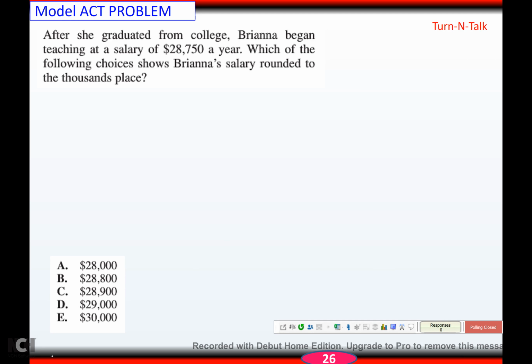Alright. You try this one, hit pause, come back when you're ready. And they gave us this number. After she graduated from college, Brianna began teaching at a salary of $28,750 a year, which of the following choices shows Brianna's salary rounded to the thousandths place. That would be the 8. The 7 is going to bump that up to a 9. Everything in front stays the same. After turns to 0.